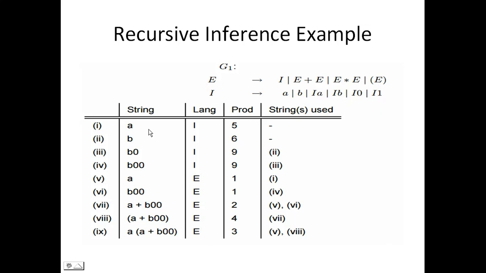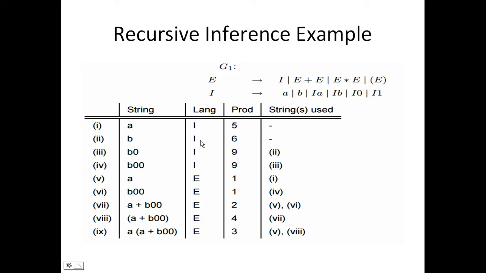First there is E language as well as I language. If we want to generate the string A, we will be starting from body to head. Body means the terminal symbols and head means the start symbol we have to reach. So we will be starting with A. From which language will we get A? From I language. And by which production rule? I gives A. This is the fifth production rule. Have we used any string for it? No, so dash.